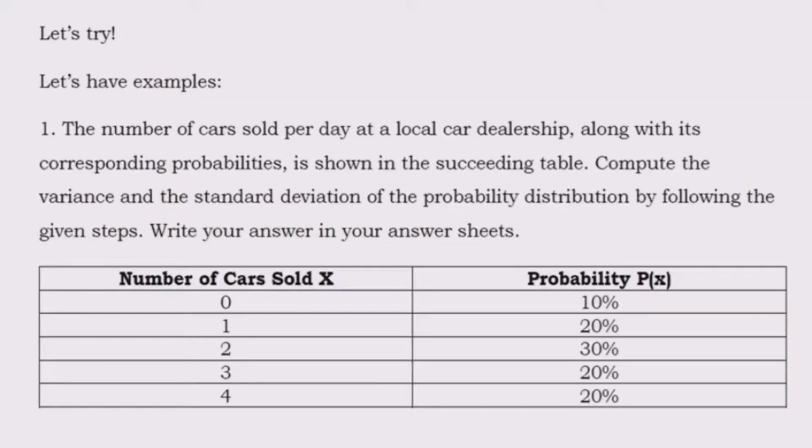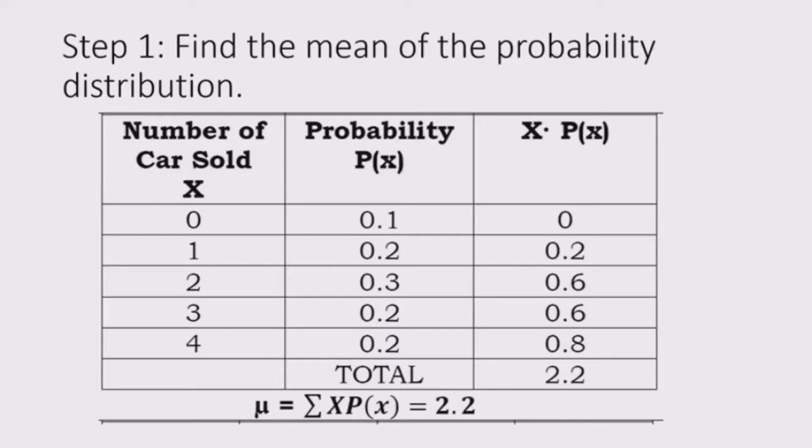Let's try the following example. The number of cars sold per day at a local car dealership, along with its corresponding probabilities, is shown in the succeeding table. Compute the variance and the standard deviation of the probability distribution by following the given steps. So kung kabantay mo sa table, number of cars sold denoted by X is 0, 1, 2, 3, and 4. Then its corresponding probability P of X is 10%, 20%, 30%, 20%, and 20%. So ato isolve. Step 1, find the mean of the probability distribution.